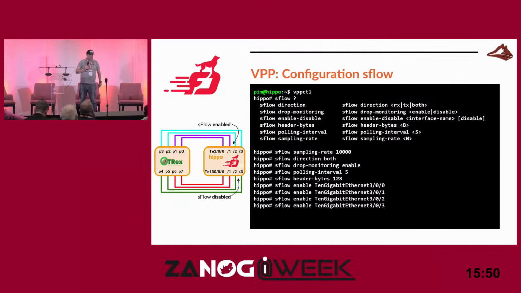And then turn them on these 4 interfaces at the top there. So this is on the top right machine called Hippo, because it's always hungry for packets. 10 gig 300 through 303 all get the feature turned on, which means the bottom ones there, 10 gig 130, 0 through 3, keep it turned off.